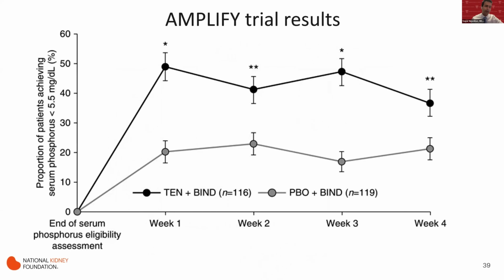And you also see the proportion of patients who achieved that therapeutic goal, for example, of serum phosphate below 5.5, and you can see a nice separation between the 2 intervention groups. The solid circles and the solid black line represent the tenapanor arm, and the gray circles and the gray line represent the placebo group. So you can see at all the study time points, week 1, week 2, week 3, and week 4, the proportion of patients who were below 5.5 was much higher in the active intervention group. Next slide, please.